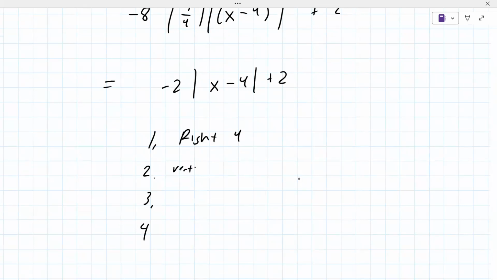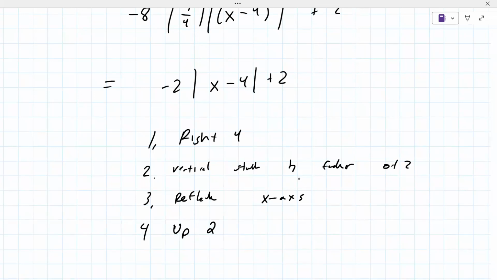This is a vertical stretch by a factor of 2. And again, that's probably a question for your teacher. Reflection over the x-axis, and then up 2, like that. I put the vertical stretch, like switched up the order a bit, but I don't think I got the reflection. Oh yeah, because it's a negative. I think I forgot about the reflection over the x-axis.